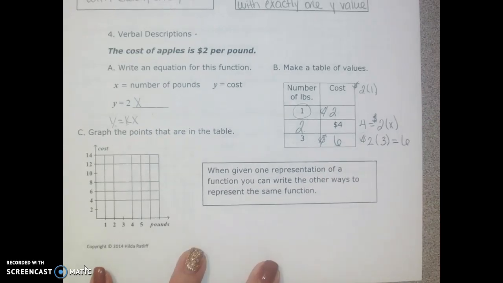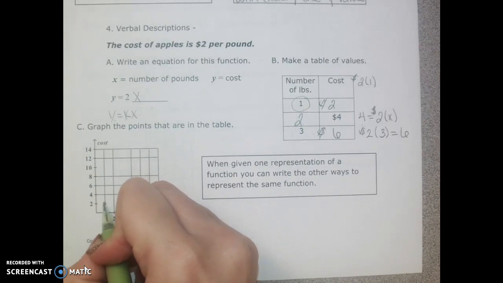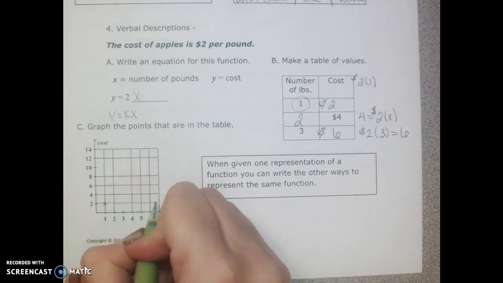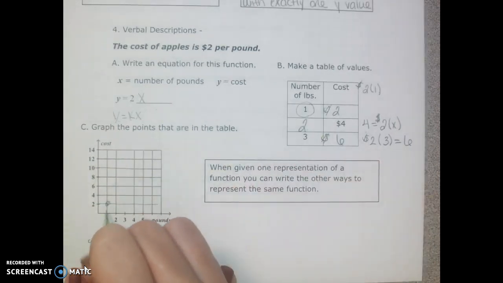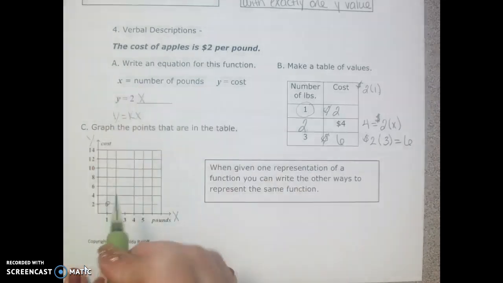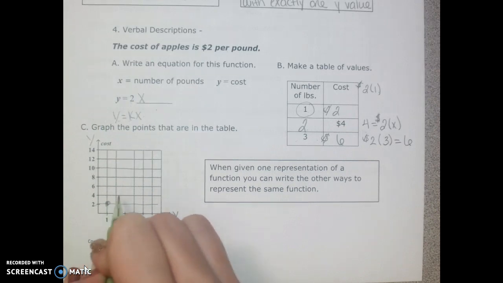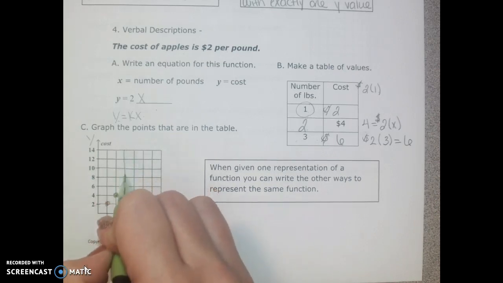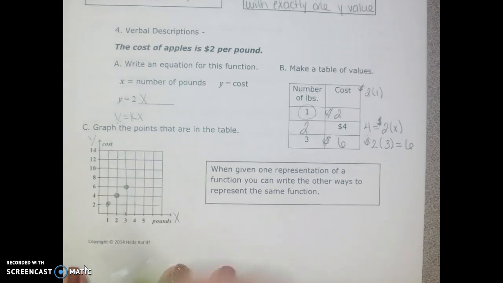And then we're also able to make a graph. So we have 1, 2. This is your cost here on your y. This is your x-axis, your y-axis. So when x was 1, y was 2. When x was 2, y was 4. When x was 3, y was 6. Okay, so we're able to put points and coordinates on a graph.